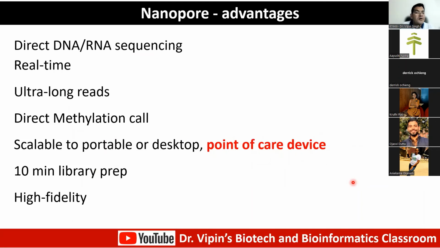So nanopore advantages: direct RNA and DNA sequencing, real-time, ultra-long reads. I've already told you these are long read sequencers, and ultra-long means around 50 kb of read length. Direct methylation call, you don't have to go through a bisulfite process for sequencing. Scalable to portable or desktop. And then, of course, a point of care device. You have a very small preparation time of 10 minutes and high fidelity. These are basically the advantages that you have.